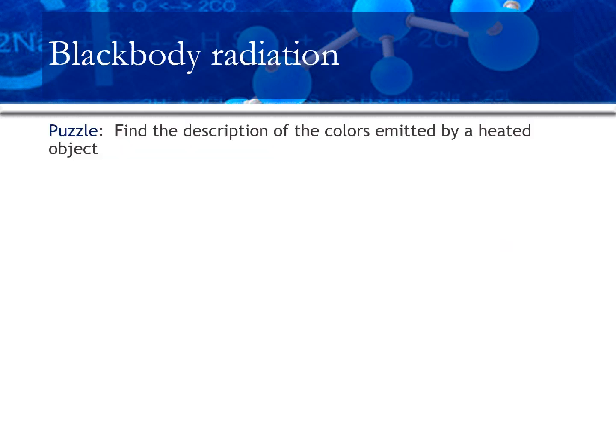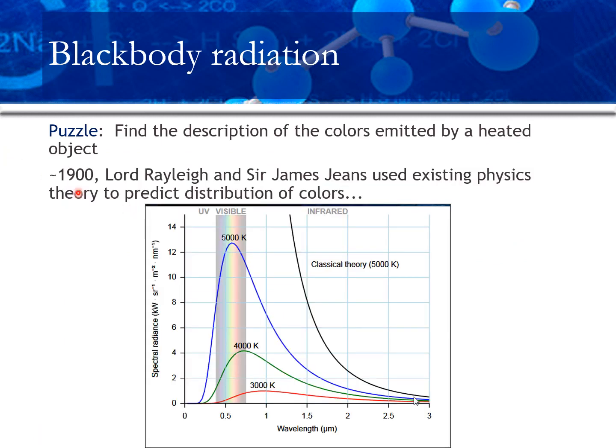Well, scientists tried to look at this in the 19th century to try to describe the colors given off by hot objects. And shortly before 1900, Lord Rayleigh and Sir James Jeans used classical physics to make a prediction. Now, don't worry too much about the details of this plot in terms of units or anything like that, but this axis is light intensity. So the higher on this axis, the brighter the light. This axis is something called the wavelength of light, which is a way of characterizing the color. So at 3000 Kelvin, you get this distribution of colors and intensities.